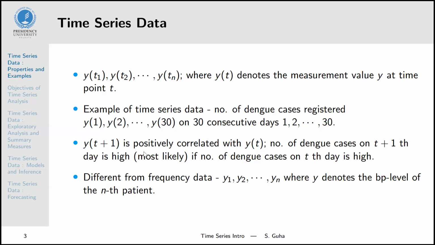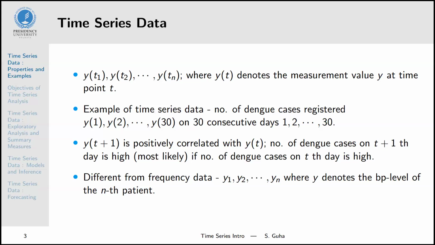Now, what is a unique feature of time series data, in contrast to the conventional kind of data that we come across, is that in this case the consecutive observations are correlated with each other. For example, this yt plus 1 is actually positively correlated with yt, which in other words is telling you that the number of dengue cases on the t plus 1th day should be highly correlated with the number of dengue cases on the tth day, and that is natural.